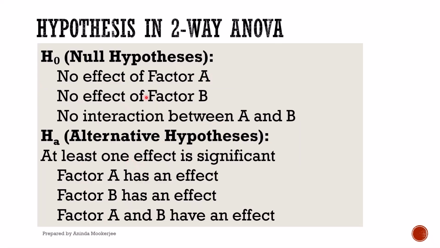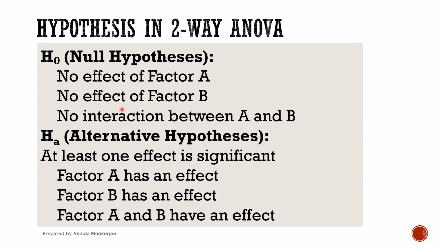Let's look at the way we should be stating our hypothesis in a two-way ANOVA. The null hypothesis is to be stated in three ways because we have to consider factor A, factor B, and the interaction between factor A and factor B. So we have to include all three in our null hypothesis statement in two-way ANOVA.